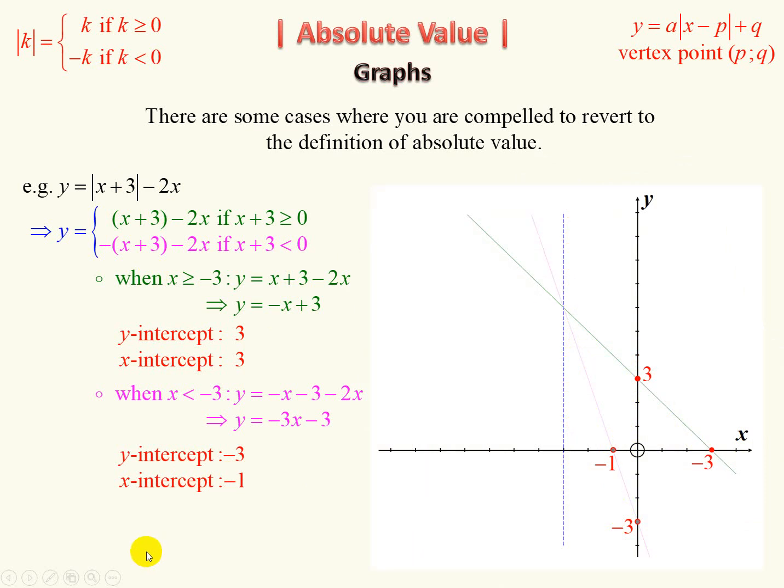Now there are our two graphs. There are two full graphs there. And we need to determine which part of them is going to be used. So because this is when x is bigger than minus 3, it's on the right. And because this is x is less than minus 3, it's on the left. So we're going to have that graph before and that graph after. And there is your graph of y equals absolute value x plus 3 minus 2x.